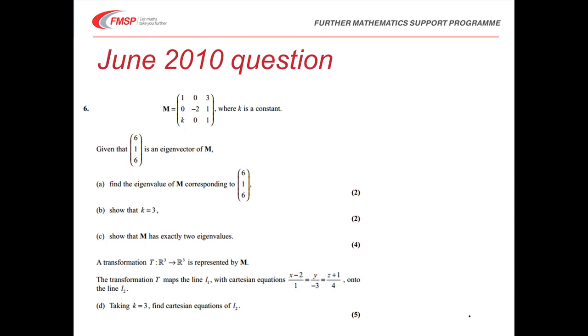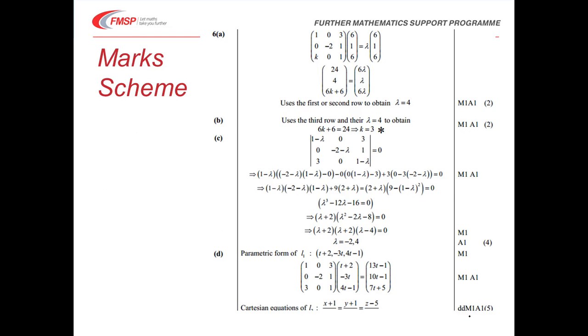So let's have a look at the mark scheme for this. So we can see that in the first part we're using the fact 616 is an eigenvector, picking up 2 marks there. There's a method mark for knowing what this means, and then accuracy for getting the value of lambda. The third row gives us k equals 3, again 2 marks for that.